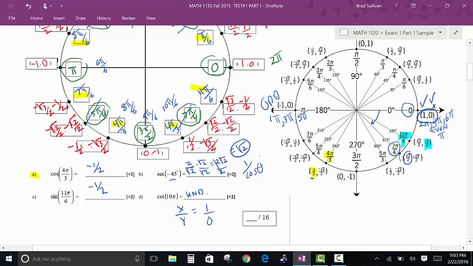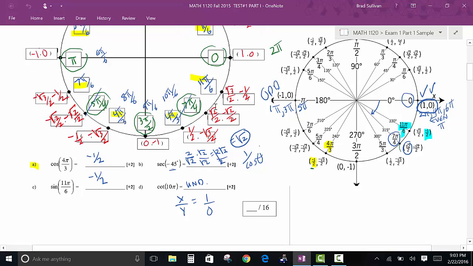Okay, so you want to be able to use the unit circle. First of all, you want to be able to create the unit circle, radian measure, and the points, and then be able to answer any question about the unit circle. Any of the 6 trig functions would be fair game on that.